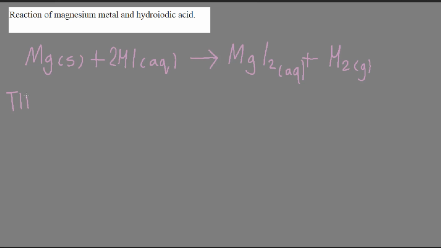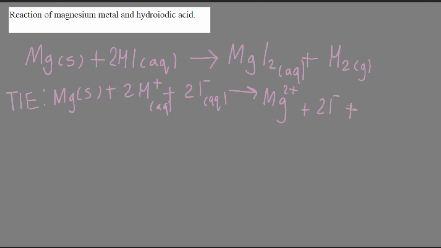Now, for TIE, which is slang for total ionic equation. Let's do it. So as we know, Mg is not an ion, it's a solid. Keep it as a solid. Mg(s), 2 times 1, 2H plus, 2I minus, write your states, aq, arrow sign, aqueous, split it apart, Mg 2 plus, 2I minus plus H2 as a gas. Keep your gas as a gas, it's not an ion.